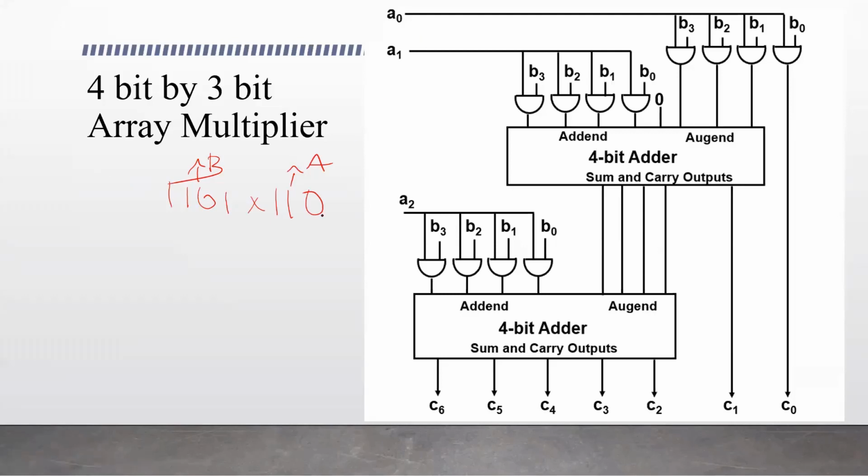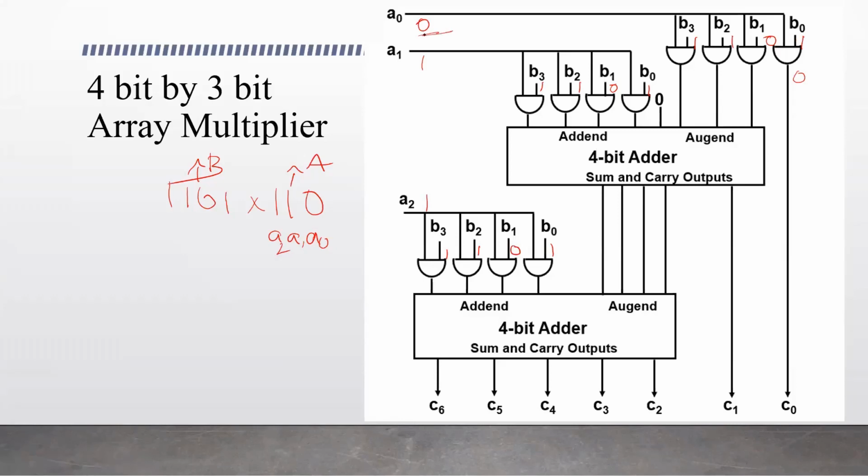So when A has 3 bits, A0, A1, and A2: A0 is 0, A1 is 1, and A2 is 1 again. B is 1, 0, 1, 1. Now you can see how this addition and multiplication is performed. Here it's multiplication; an AND gate performs the function of multiplication. So 1 and 0 becomes 0. A0 is 0.